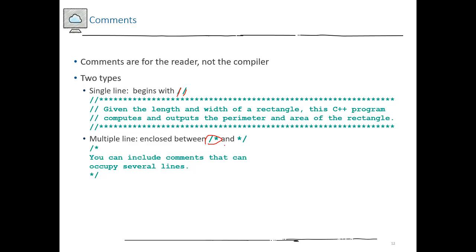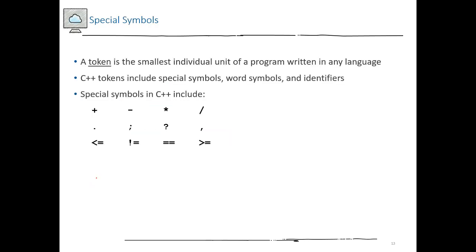Begin with the forward slash and a star, end with a star and forward slash. Okay, and then you can put as many lines as you want. You don't have to have two slashes at the beginning of each line. You just start with a slash and a star, and then you write as many lines as you want and end with a star and a forward slash, and they're all considered comments.